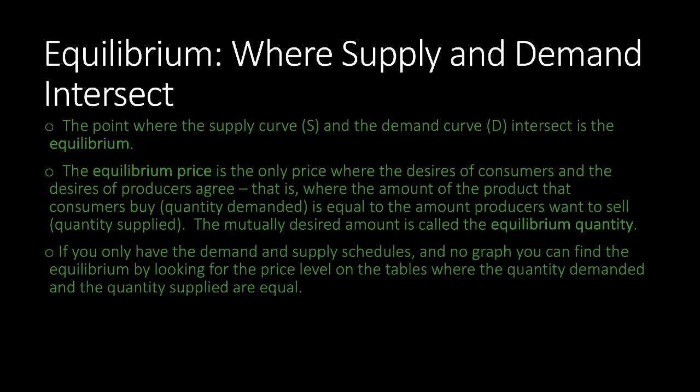If you only have the demand and supply schedules and no graph, you can find the equilibrium by looking for the price level on the tables where the quantity demanded and the quantity supplied are equal. Now, at any other price, the quantity demanded does not equal the quantity supplied. So the market is not in equilibrium at that price.